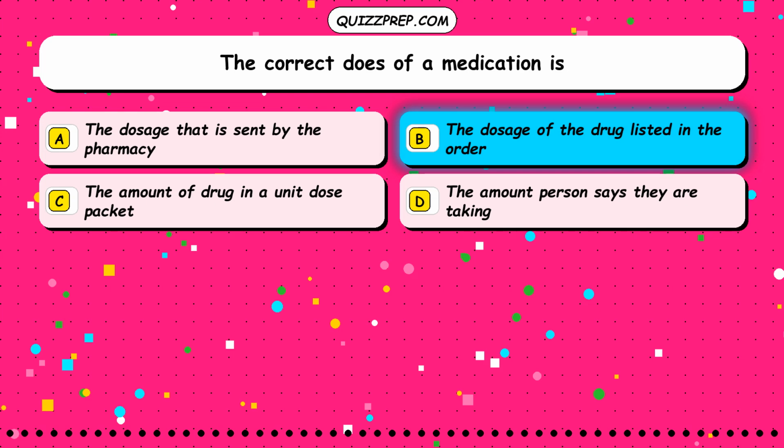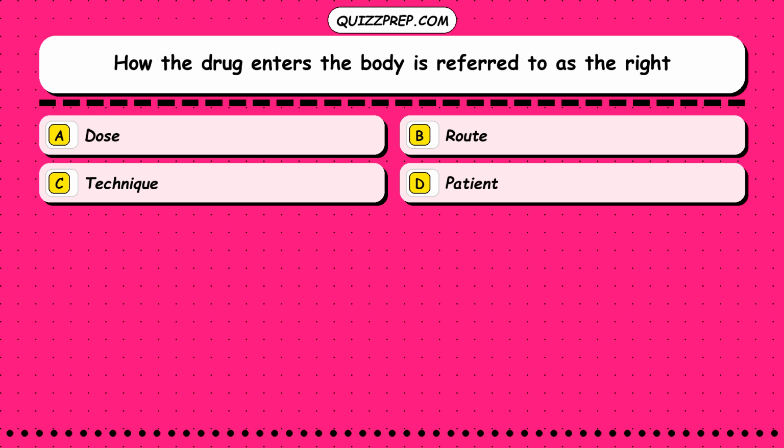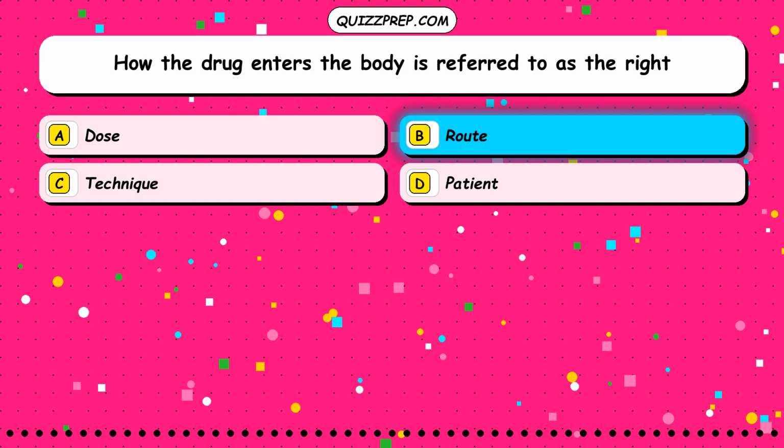The correct answer is option B. The dosage of the drug listed in the order. Question 221. How the drug enters the body is referred to as the right. Option A. Dose. Option B. Route. Option C. Technique. Option D. Patient.